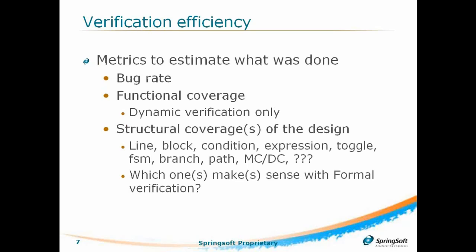Well, the way to do that is to implement some metrics to estimate what was done. There are a number of metrics, many of them having been mentioned today. For example, bug rate, functional coverage, which probably apply mostly for the dynamic world, structural coverage of the design, like line, block, condition, expression, etc. But the question when we are talking now about formal is which of those ones are making sense with formal? Because all those metrics have been initially developed for dynamic verification.